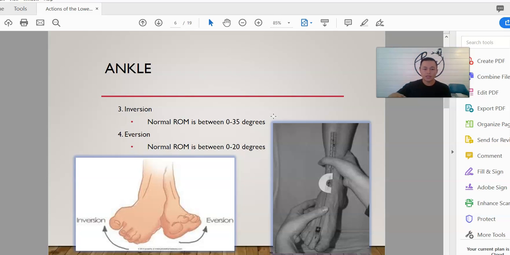Inversion is moving your foot inside, towards the midline of the body. Very similar to supination. And eversion is moving your foot towards the outside of the body. So moving your foot and ankle complex in would be inversion, and out would be eversion.